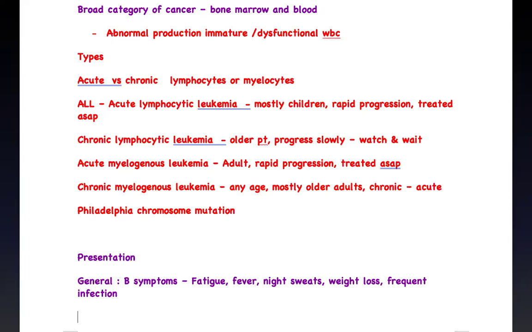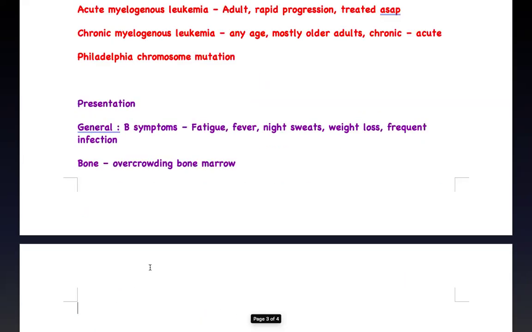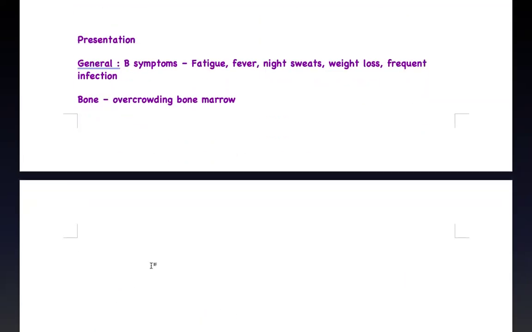They may also have some bone pain, especially in the bone marrow. So you have overcrowding of the bone marrow. This is what is causing the problem. Everybody should know that when the bone marrow is overcrowded, what is going to happen? You lose production of red blood cells, white blood cells, and then platelets.